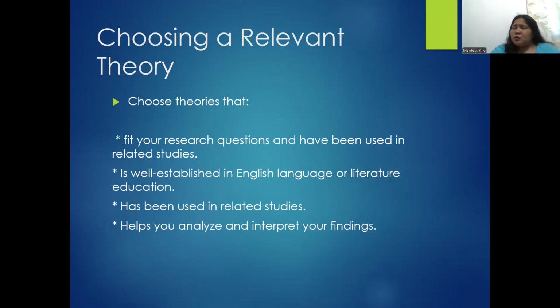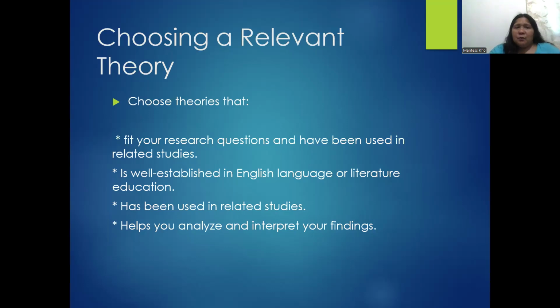Example, if your research question focuses on how interactive storytelling improves communication skills, then Vygotsky's sociocultural theory fits because it emphasizes learning through interaction and communication. If your study examines students' motivation in reading literature, then you can use self-determination theory or expectancy-value theory. These are both appropriate. Why? Because these two explain how motivation drives learning behavior.